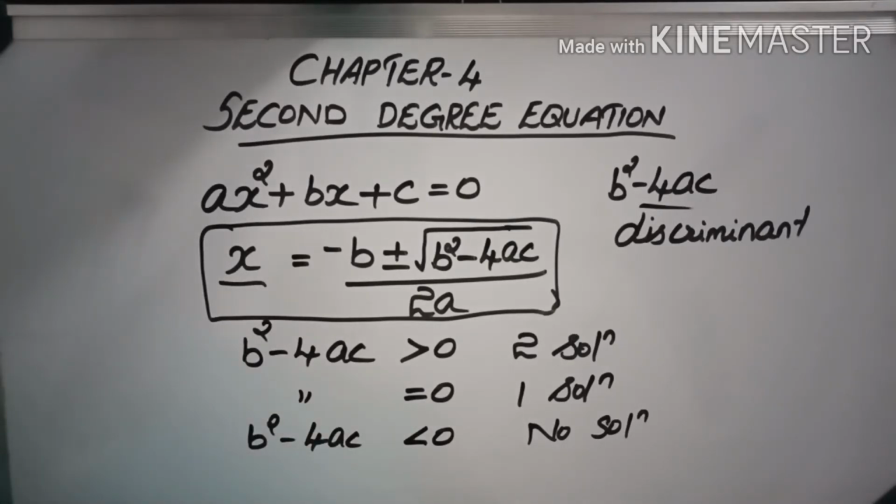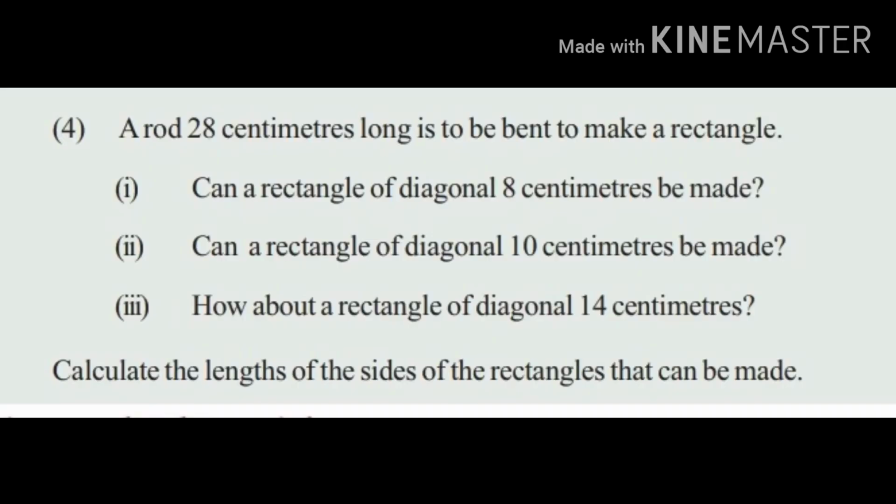Now using this, let's solve the fifth question in this section. A rod 28 centimeter long is to be bent to make a rectangle. Three sub-questions are there. First one: can a rectangle of diagonal 8 centimeter be made? Here the perimeter is given: a 28 centimeter long rod is to be bent to make a rectangle means the perimeter is 28. We have to check whether we can make a rectangle of diagonal 8 centimeter.